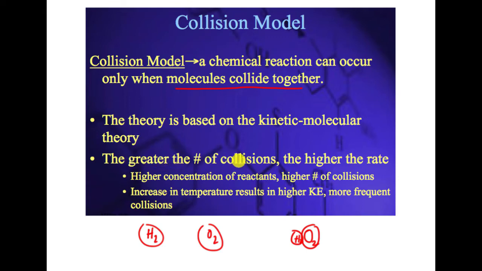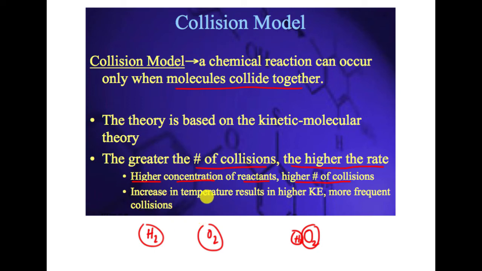So the greater the number of collisions, the higher the rate. It's really this simple. If we want to increase the rate of reaction, we increase the number of collisions. We want those particles to collide more often. So if there's a higher concentration of our reactants, then there's more of the particles in there, and we know there's going to be a higher frequency of collisions. It makes pretty good sense, doesn't it? More concentration, more particles, higher number of collisions.